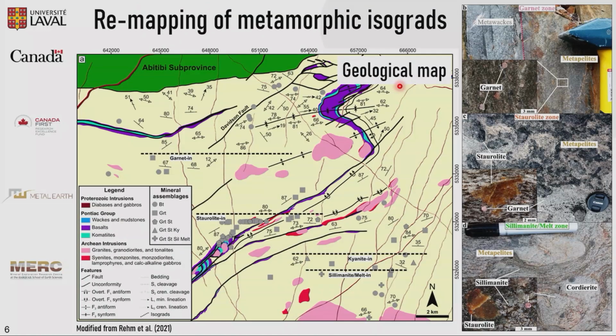So the first step was to remap the metamorphic isograds in the area. From north to south, we see an increase of metamorphic grade, starting from the biotite zone and going to the sillimanite zone, passing through the garnet, staurolite, and the kyanite. Unfortunately, we didn't find samples from the kyanite zone, but some works have been reporting it.